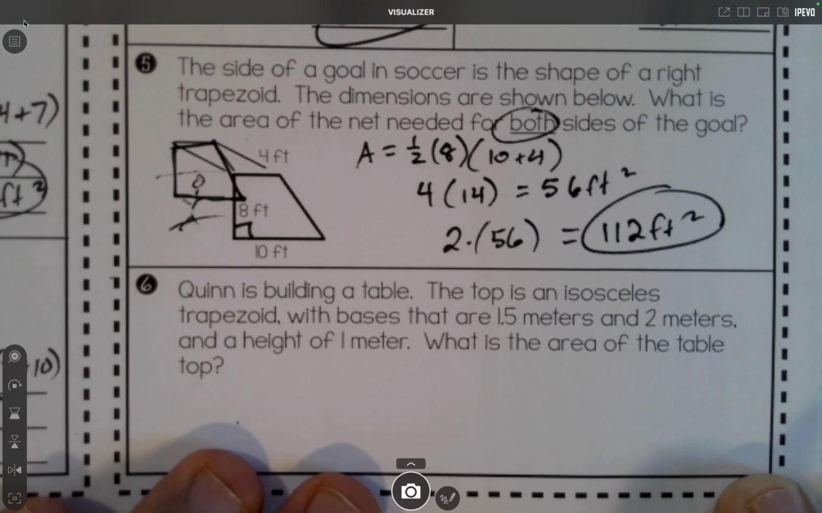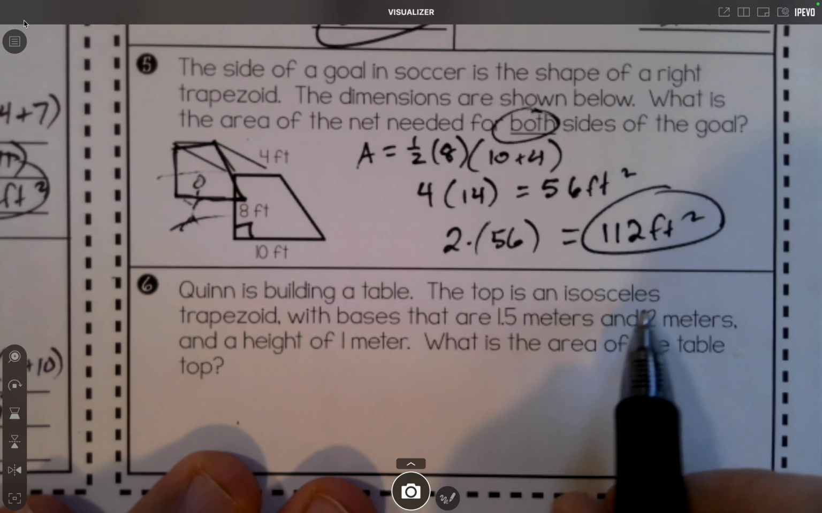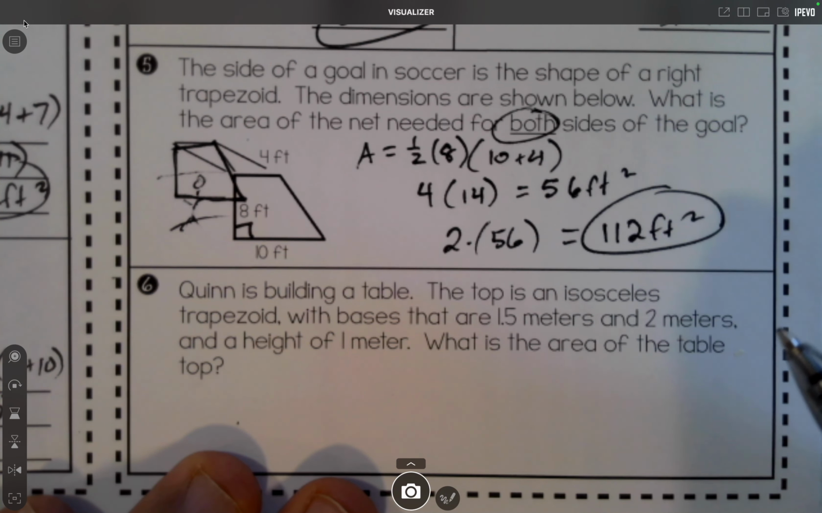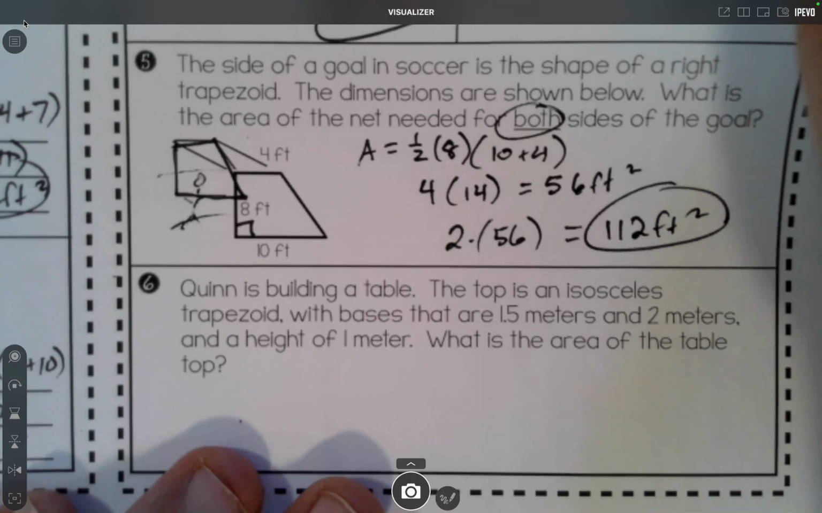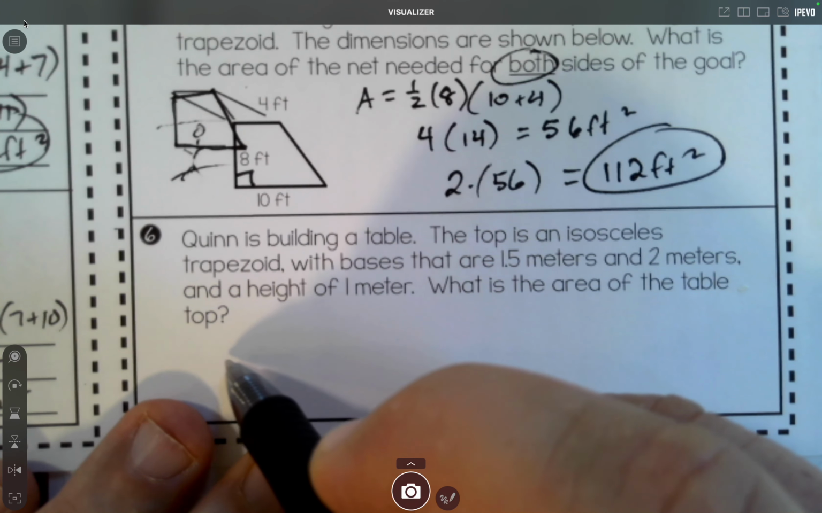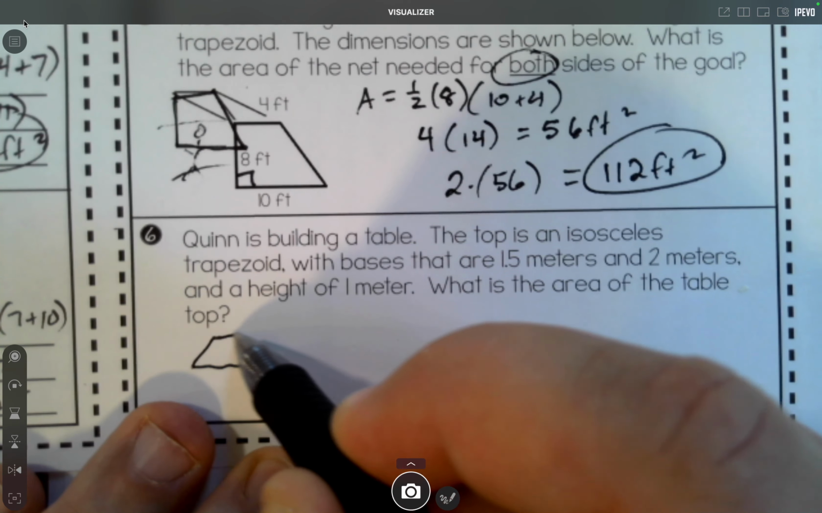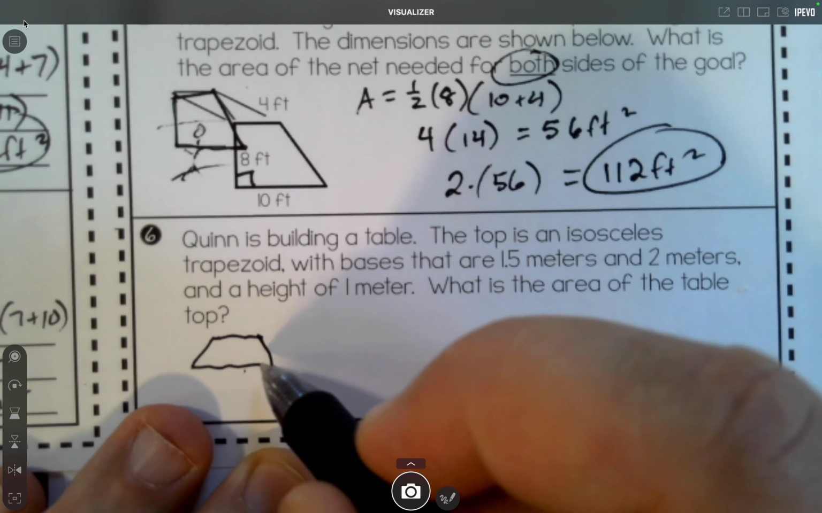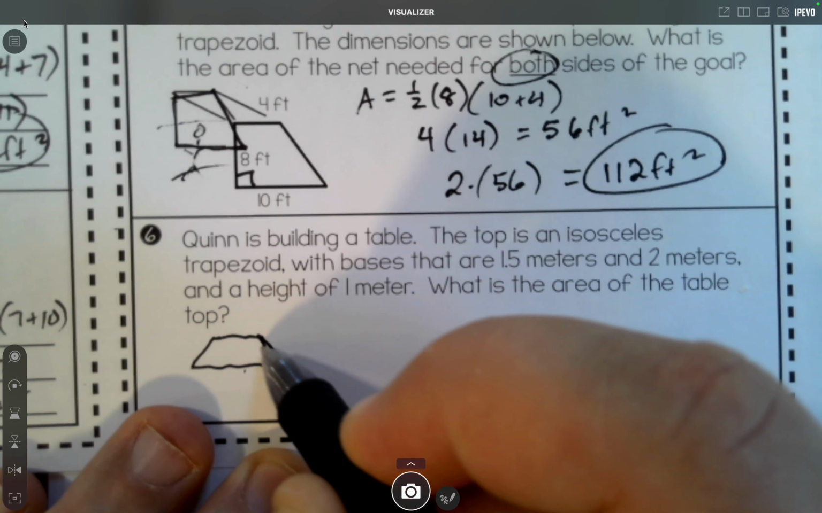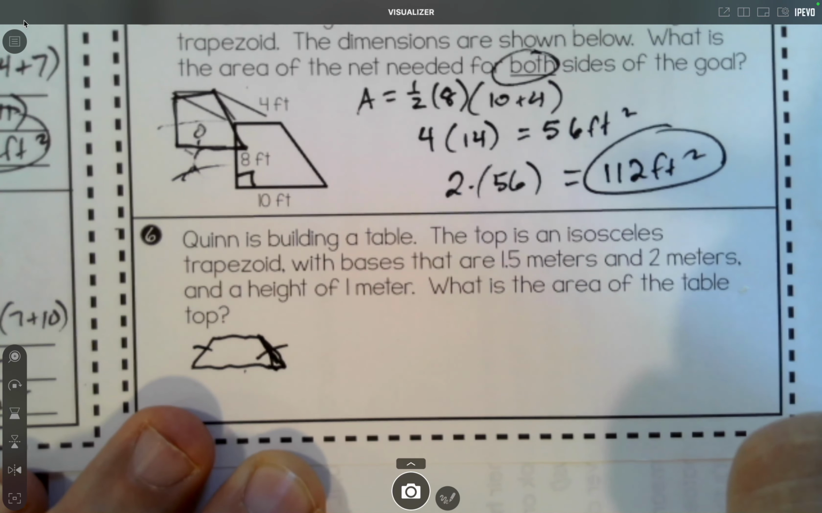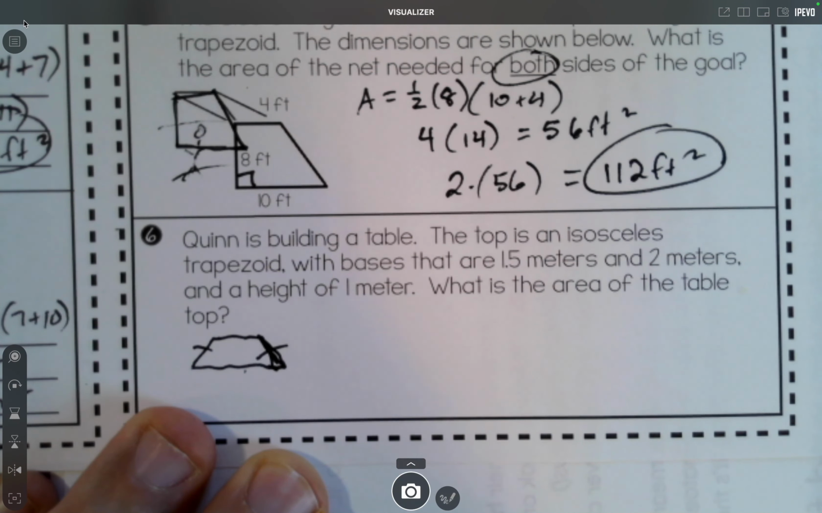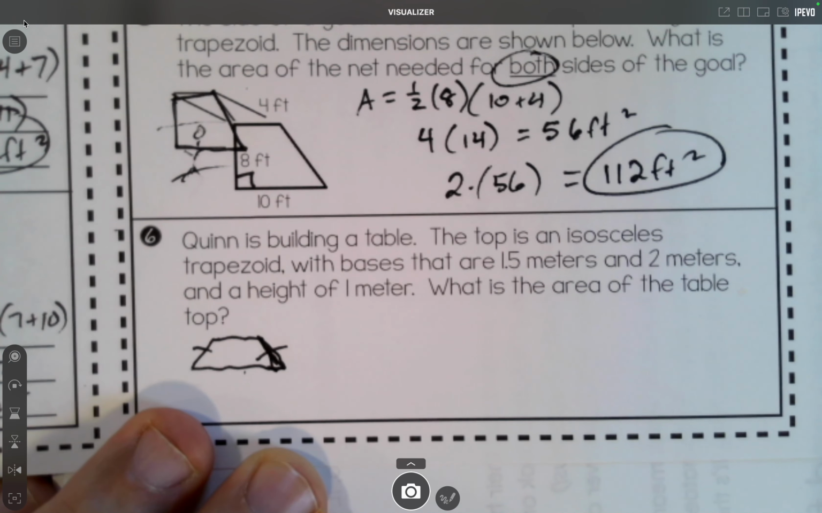Okay, Quinn is building a table. The top is an isosceles trapezoid. You don't have to remember what isosceles trapezoid means, but let's see. None are clearly labeled on this one, but isosceles would mean the two sides that are not the bases are congruent. So if we had one shaped kind of like this, this side and this side are congruent to each other. If you remember, an isosceles triangle means two sides are equal. An isosceles trapezoid is similar, meaning two sides are equal. You will not have to remember that for the sake of art class, but that's what they're talking about.